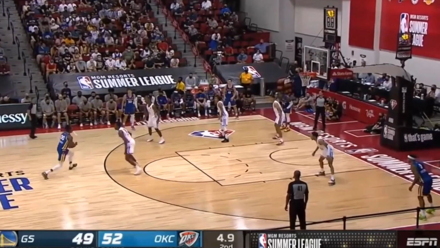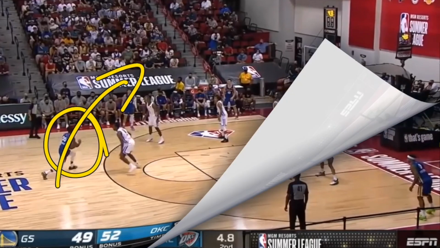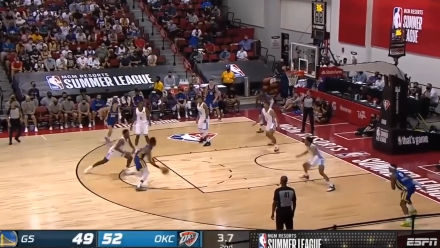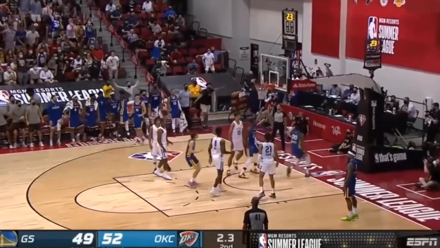So he does a quick scissor step to make it look like he's about to attack that left side, but then creates that top foot, and he's able to then attack that top foot. And then, of course, the rest is history. He goes in for a massive slam dunk.